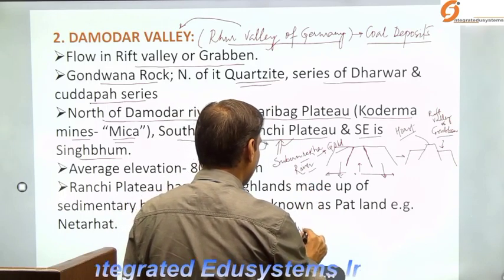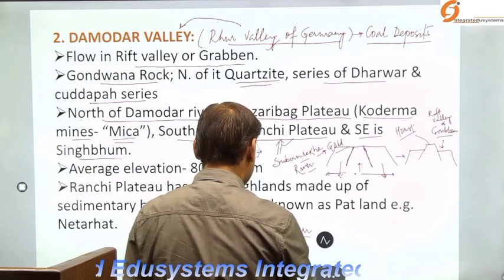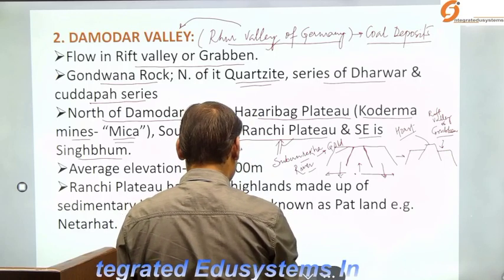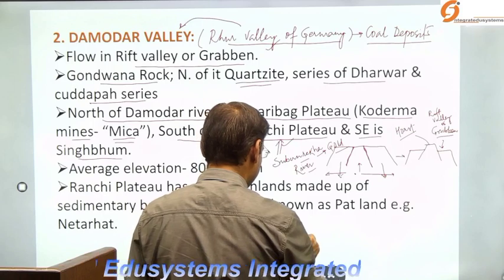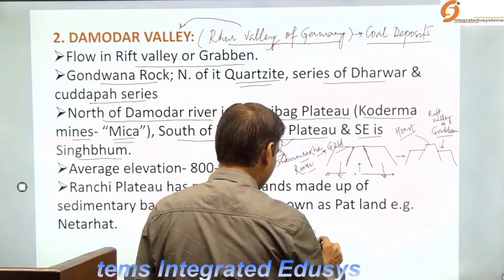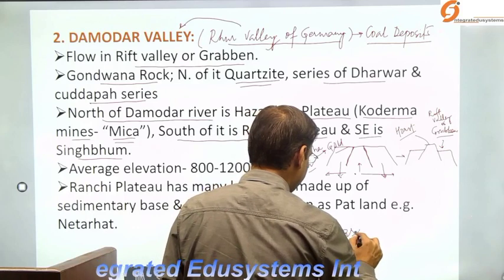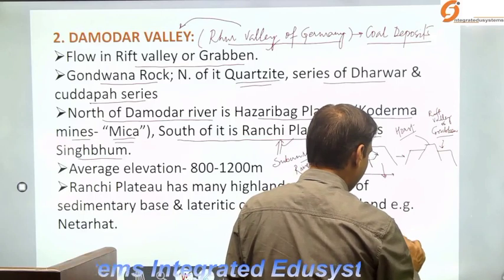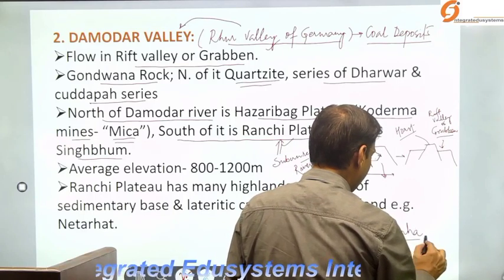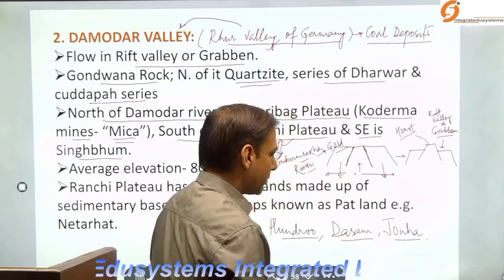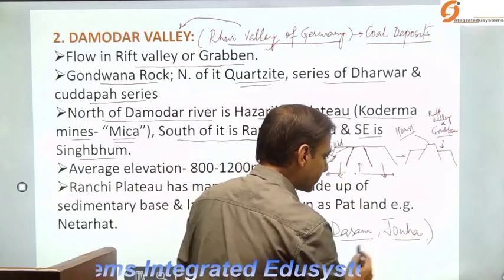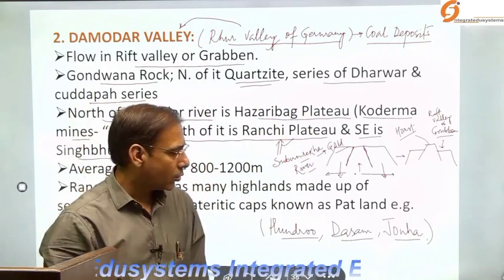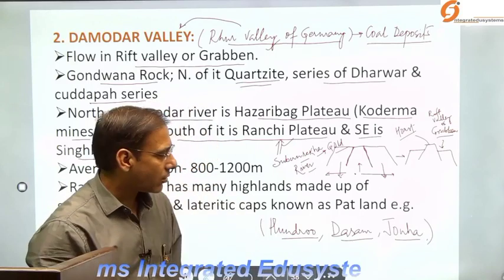Hundru. Okay, रुक जाओ. दशम, Jonha. These are very famous waterfalls along the Ranchi Plateau. Okay, Hundru, Dasham, Jonha, these are the famous waterfalls along this region.